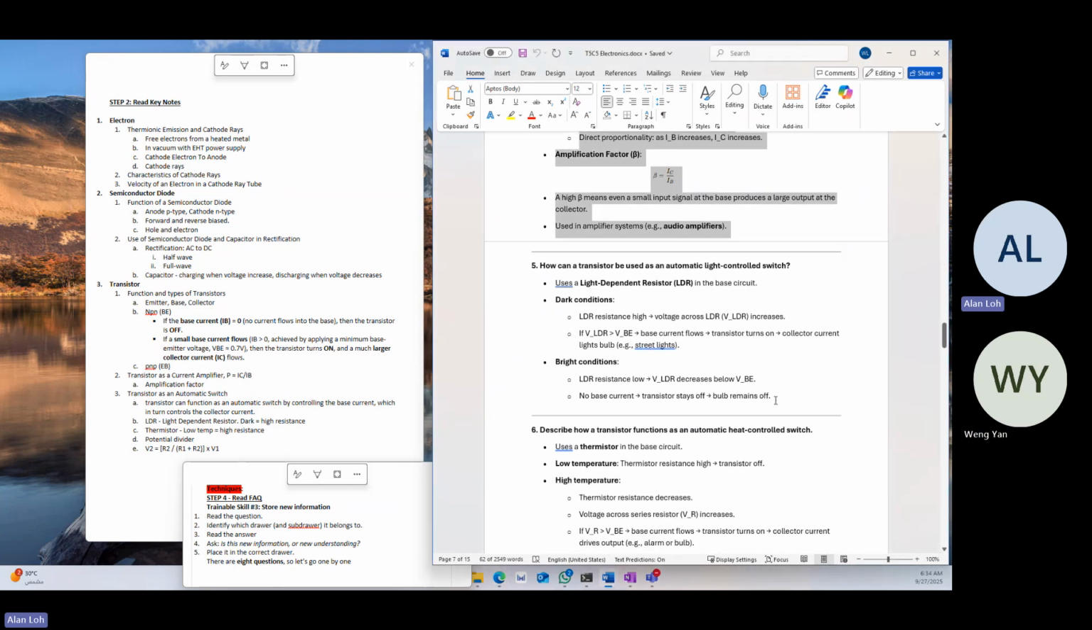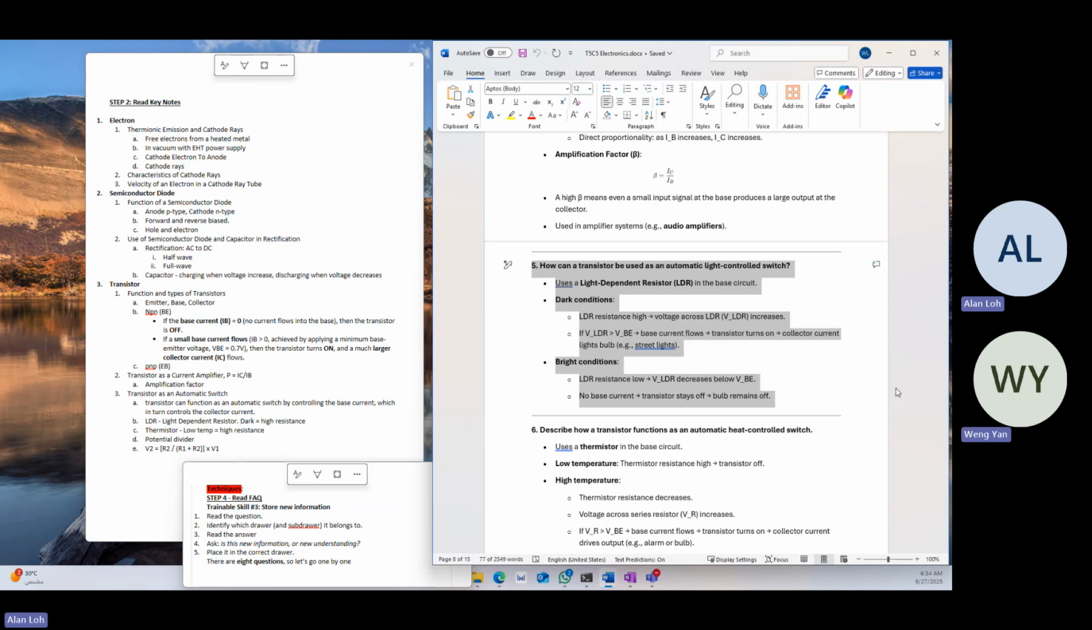Okay, let's go to number 5. So it's also a transistor. It's still the third drawer. Alternative light control switch. The light dependent one. Dark equals more people.